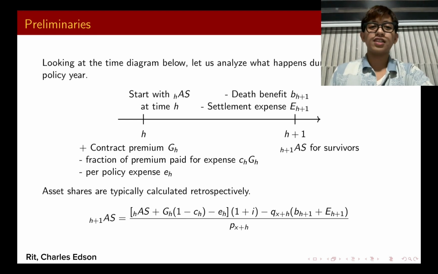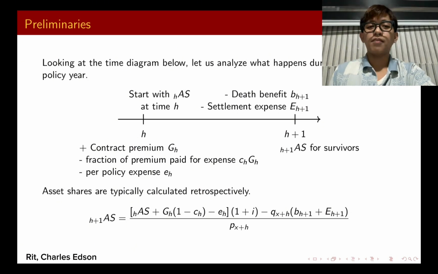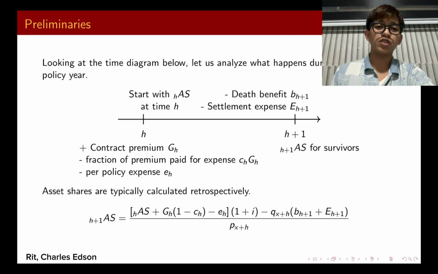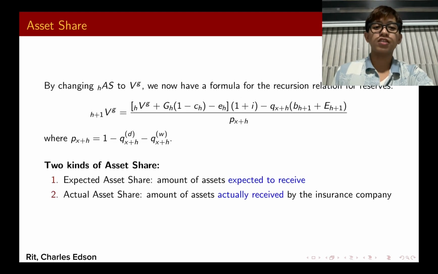We start with the asset share at time h plus the contract gross premium at age x, minus the expenses, including the policy costs and death benefits at time h plus 1, while multiplying the adjusting factor for interest and survival probability. Asset shares are calculated retrospectively, given by this formula. Now, this formula is crucial in finding the recursion relation for reserves, by substituting asset share into gross premium reserves given by this formula.